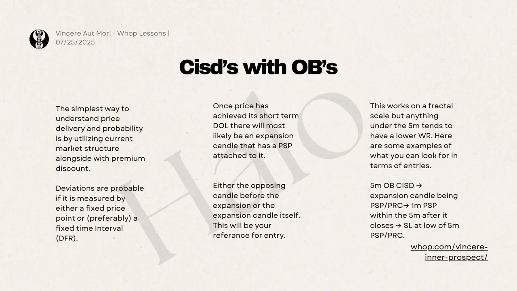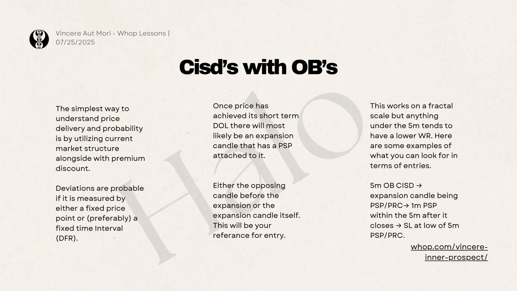Once price has achieved its short-term draw on liquidity, there will most likely be an expansion candle that has a PSP attached to it. Now, again, this is the meat and potatoes of CISD and OBs. I'm going to refer to the second point and repeat it so you guys can have an understanding of what I'm saying. Once price has achieved its short-term draw on liquidity, let's say a discount rate, there will most likely be an expansion candle that has a PSP attached to it, right? Now, there is also another one, right? Either the opposing candle before the expansion candle or the expansion candle itself. This will be your reference for entry.